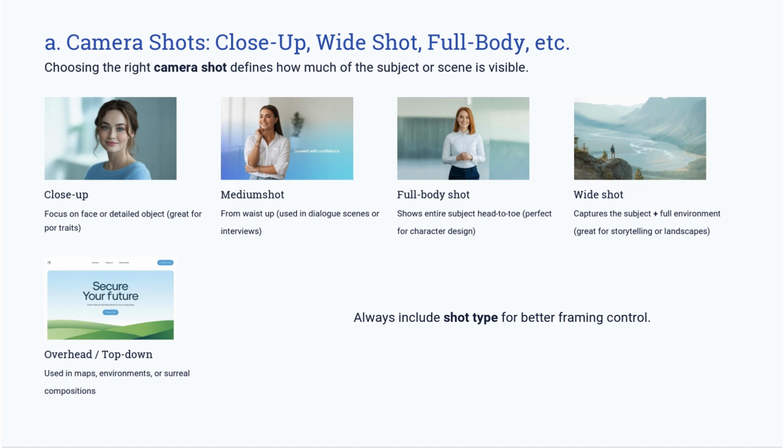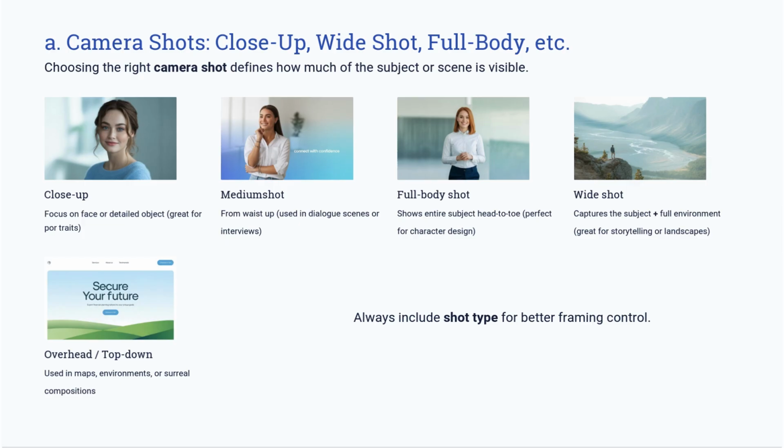So here's the breakdown. A close-up, that's when you're zoomed in on the face or a detailed object. Great for portraits or emotional vibes. A medium shot? That's waist up, like in a conversation scene. Super common in interviews or character intros. Then there's the full body shot, head to toe. This one's perfect for character designs, especially if you want to show off the outfit and pose.